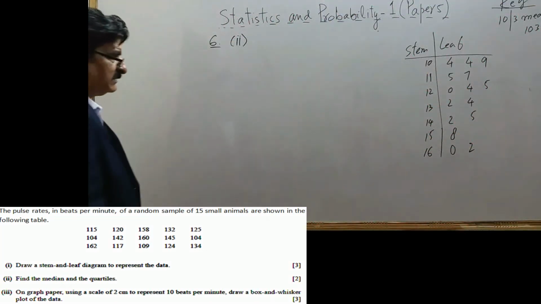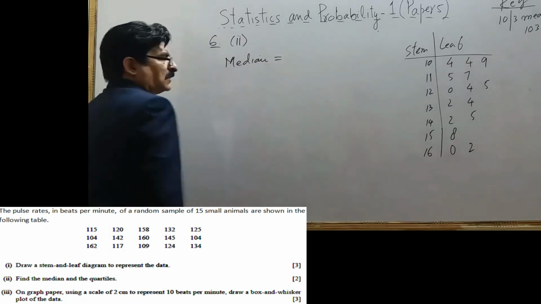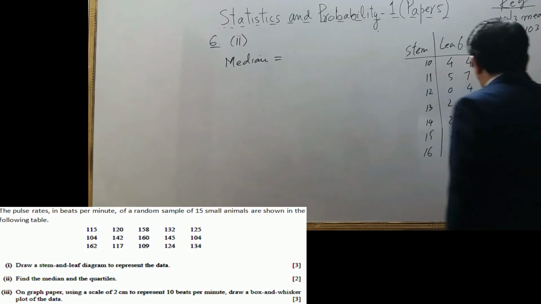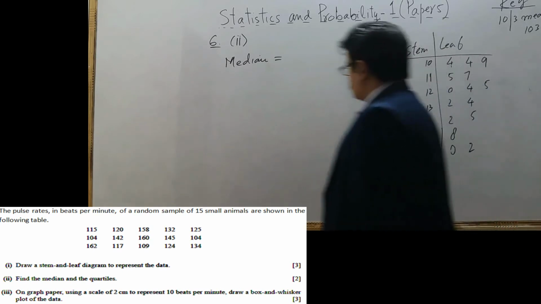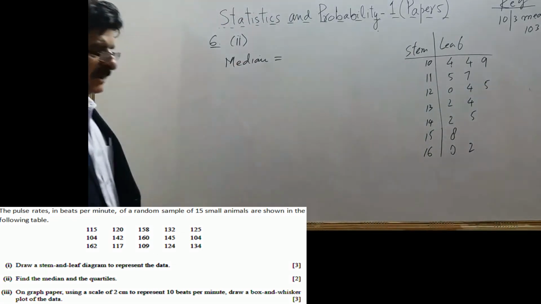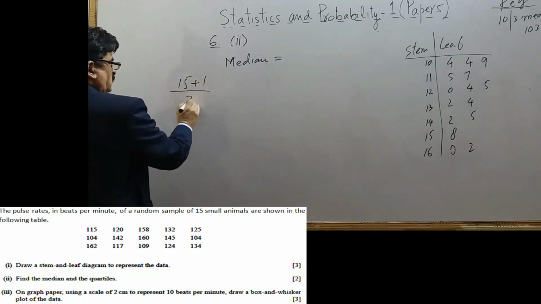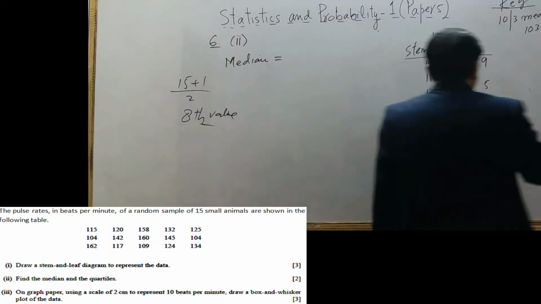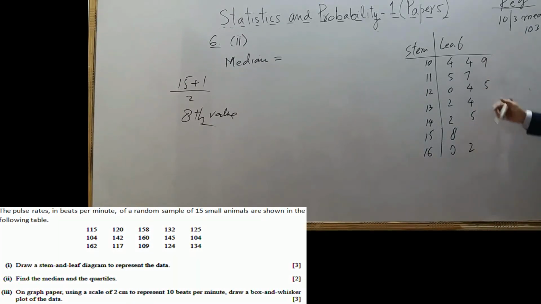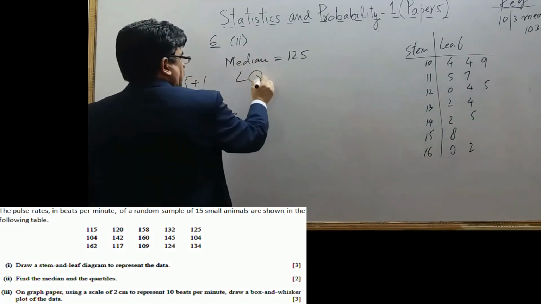Second part, we are asked to find median. Now see how many values are there? 10, 11, 12, 13, 14. These are 15 values. So 15, you add 1 to it and divide by 2, you will get 8. So 8th value will be the median. We have small data, 8th value, 1, 2, 3, 4, 5, 6, 7, 8. So it is 125.